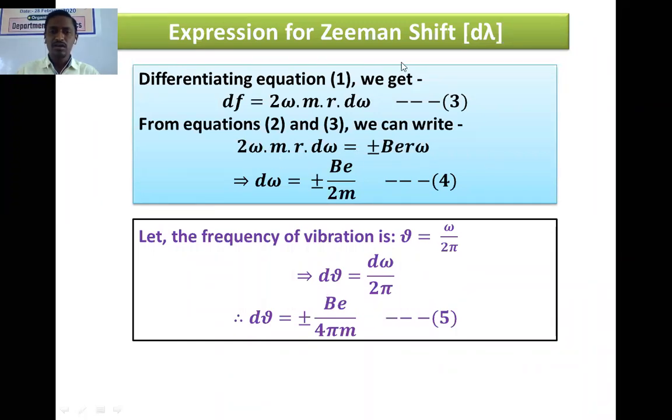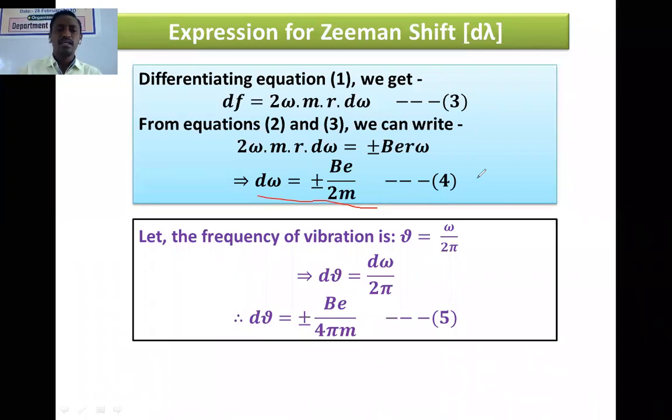If we simplify the equation for d omega, take 2 and m to the other side. Also r from both sides will be cancelled, omega cancels on both sides, r cancels on both sides. Therefore the equation becomes d omega equals plus or minus Be upon 2m. That is our equation number 4.